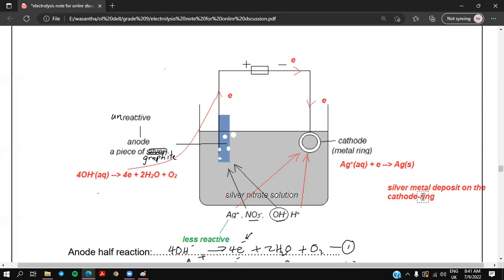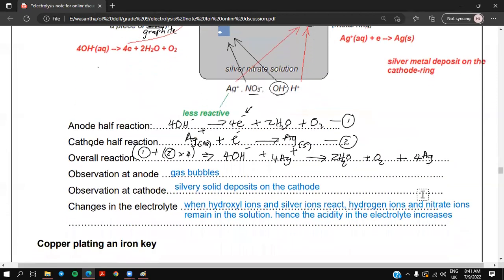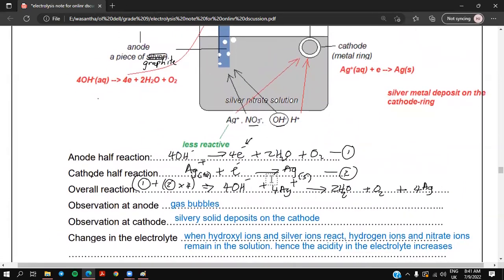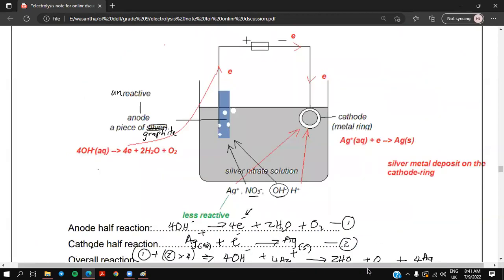Please go through this lesson several times, especially the equations here and the observations, and it will be very, very important for you to discuss past paper questions easily. So that's the end of the lesson on silver plating a metal ring.